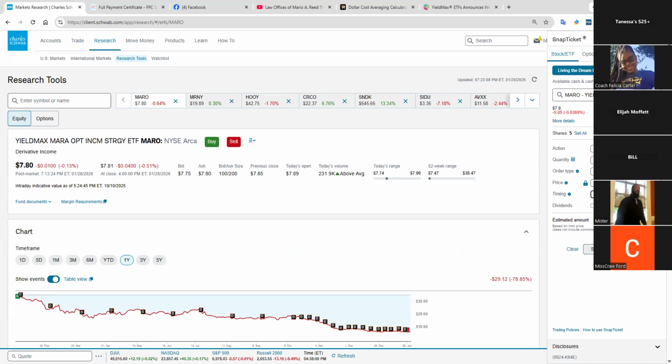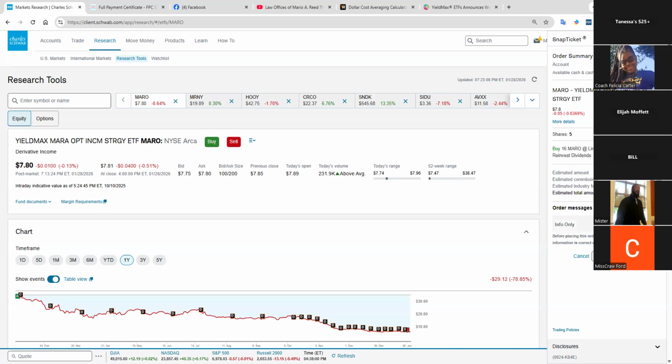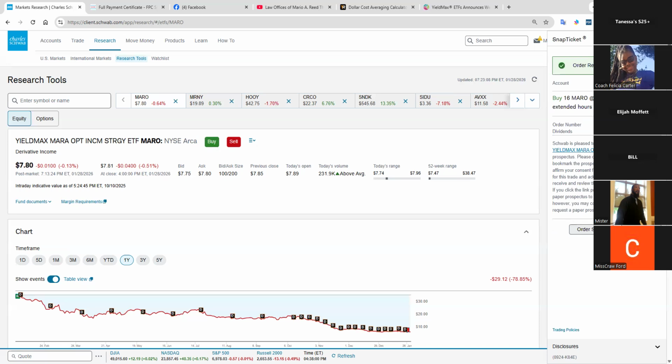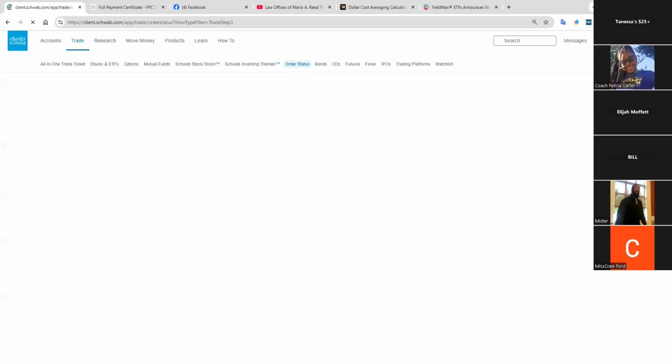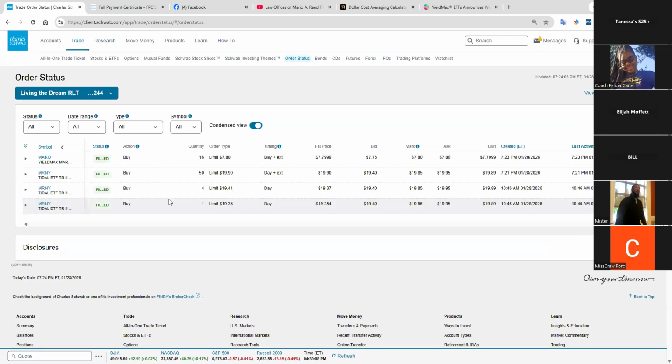I'm not reinvesting my dividends. I want that money to be able to decide. So now we're going to place the order, and then we're going to see the order status. It was filled. Excellent. So we're good. Got those shares, so now in to get paid this Friday. So now we have another $125.